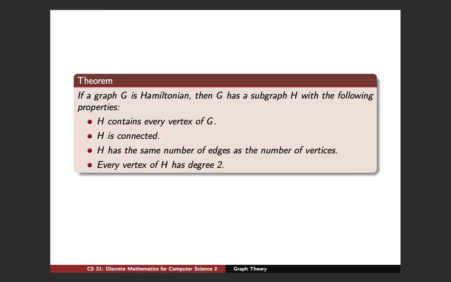If a graph G is Hamiltonian, then G has a subgraph H with the following properties. H contains every vertex of G, H is connected, H has the same number of edges as the number of vertices, and every vertex of H has degree 2. So this is another theorem that we can use to determine if a graph is not Hamiltonian. No? So pwedeng kunin lang natin yung contrapositive. Kapag walang subgraph with these properties, then ang graph ay hindi Hamiltonian.